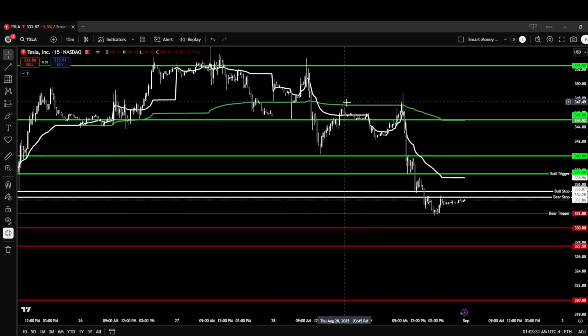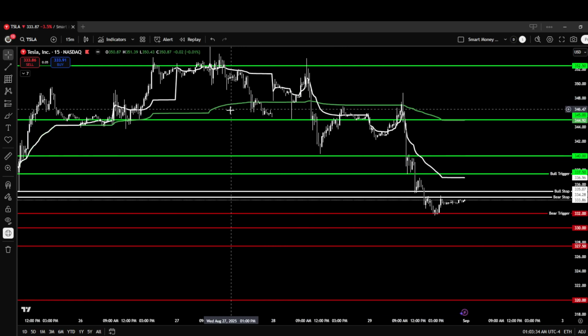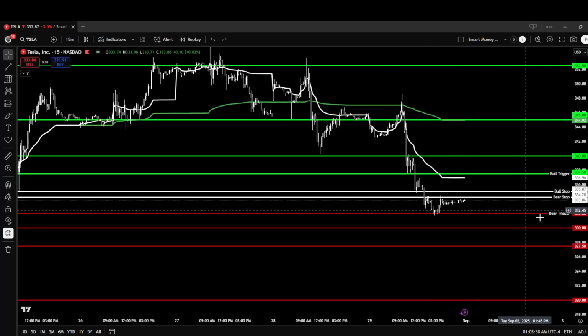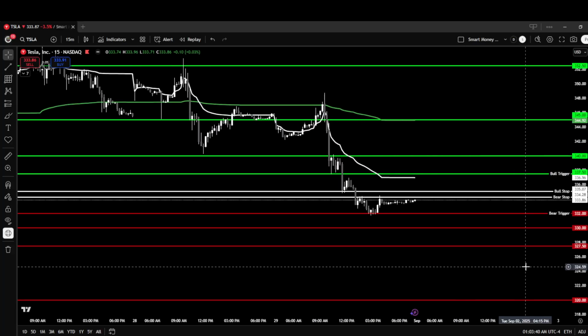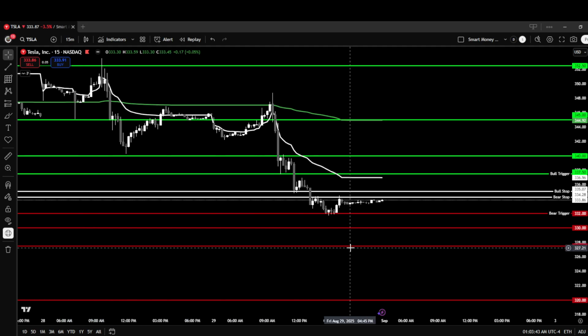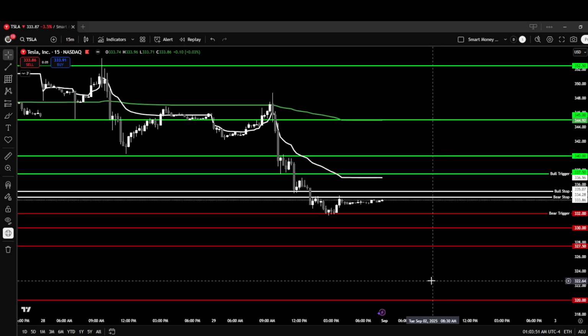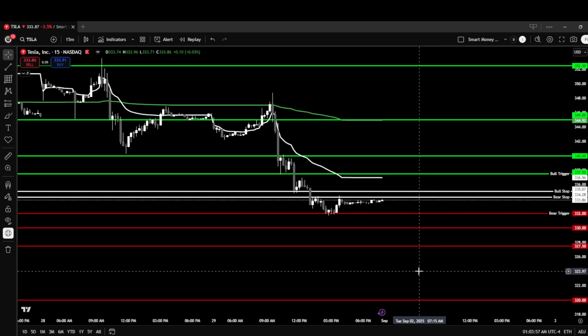On the green average line here, that is a weekly VWAP. The white one is standard VWAP, so we use those as well. So if we zoom into current price as we closed on Friday, we closed at 333.86. Okay, we have our bear and our bull trigger set up as well as our stops in place, and we have our levels, so we're going to go over those right now.